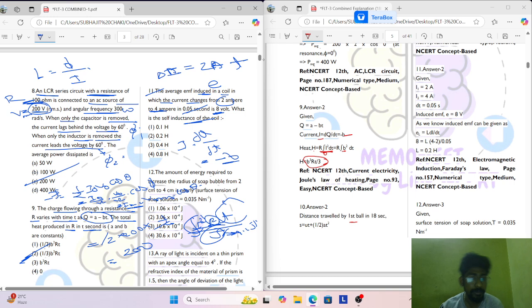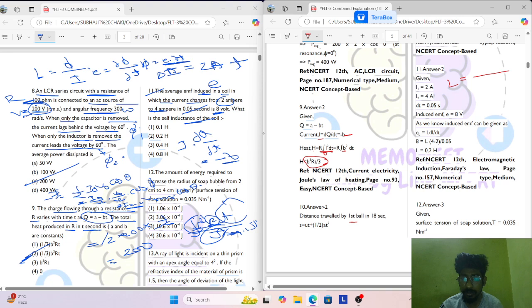So that means phi will be equal to what? d phi equals E dt. So in case of L, we can write in place of phi, E dt divided by di.